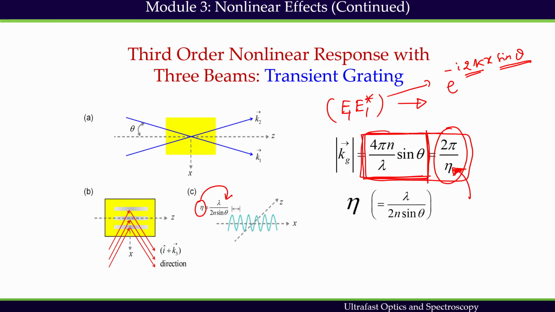For that wave vector, I have the wavelength eta. Eta is the variation of the intensity. So eta can be written as lambda by 2n sine theta. This is the spacing of the periodic variation of the spatially varying field, and that's exactly the spacing between the excited state species and the ground state species, or the grating spacing in the transient grating created by the interaction of two identical beams.